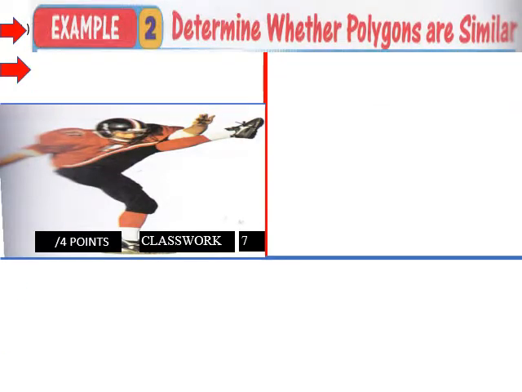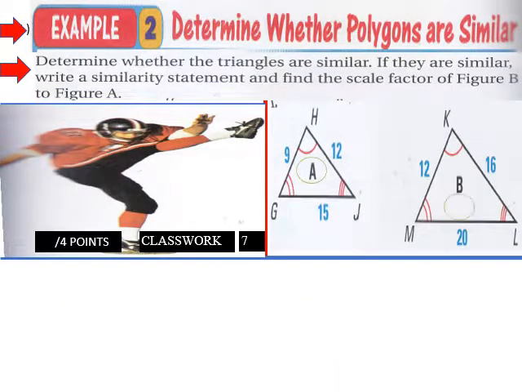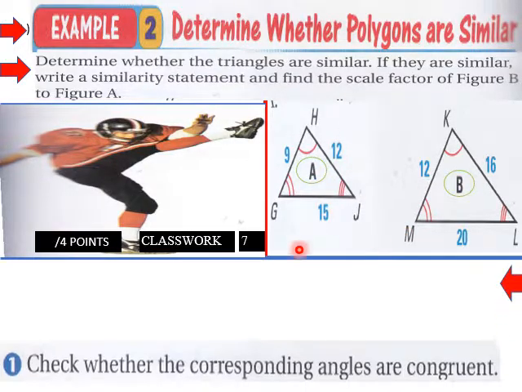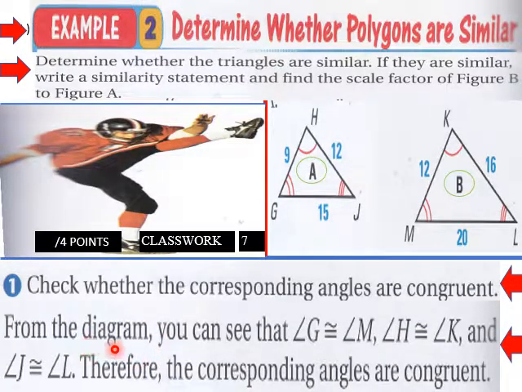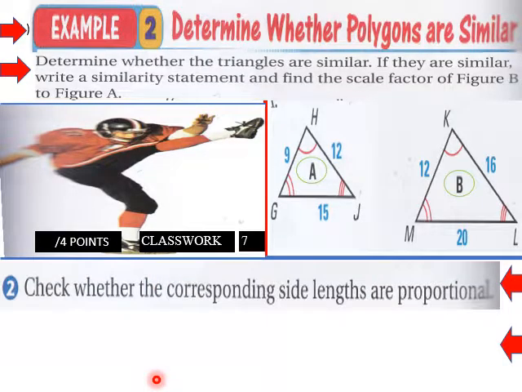Example 2, determine whether polygons are similar. We have these two here. If they are similar, write a similarity statement. Find the scale factor of figure B to figure A, and we have measurements here. So how do we do that? Check whether the corresponding angles are congruent. From the diagram, you can see angle G is congruent to M, etc. Therefore, the corresponding angles are congruent.